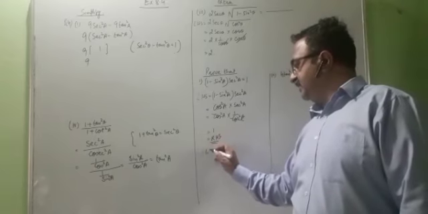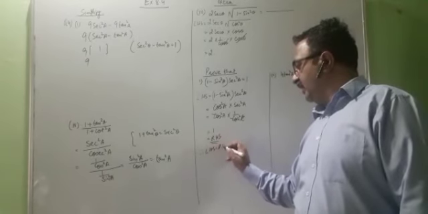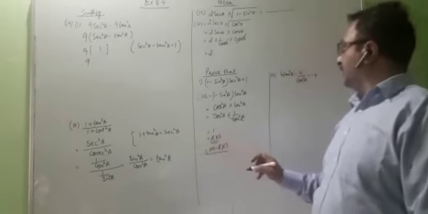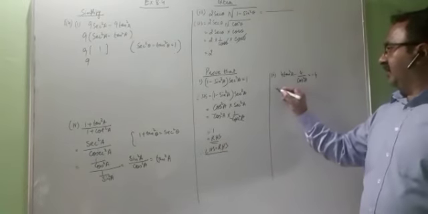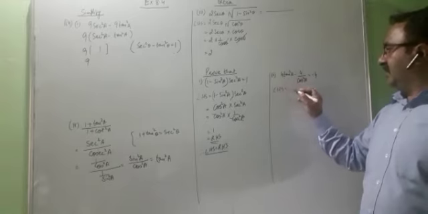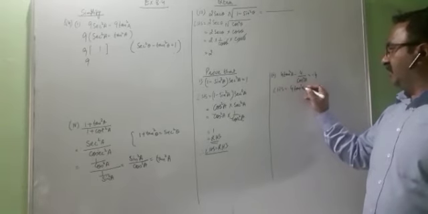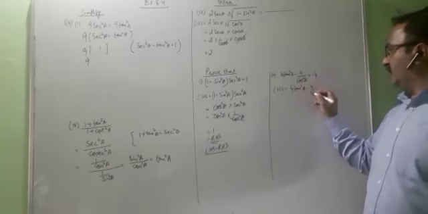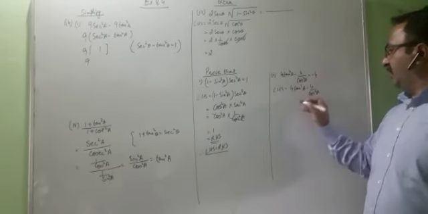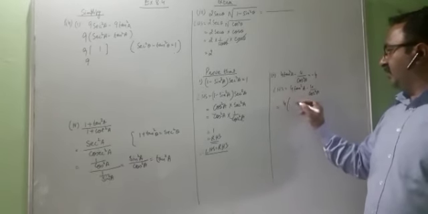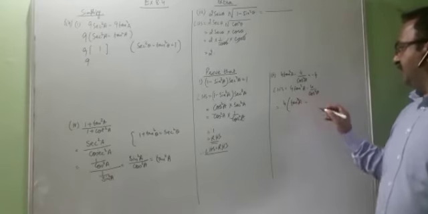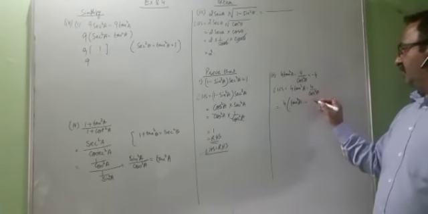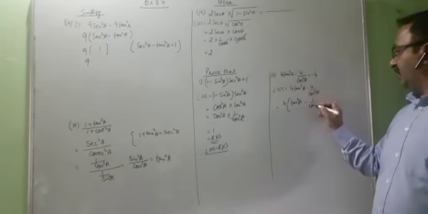So therefore LHS equal to RHS. Now come to this side. Take LHS: 4 tan square A minus 4 cos square A. Take out 4 common. Tan square A minus 1 upon cos square A.